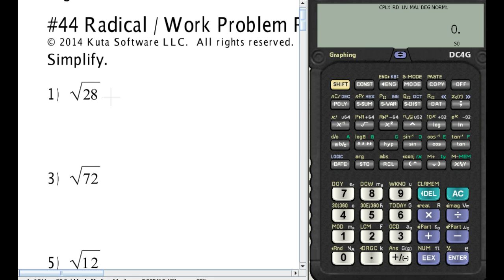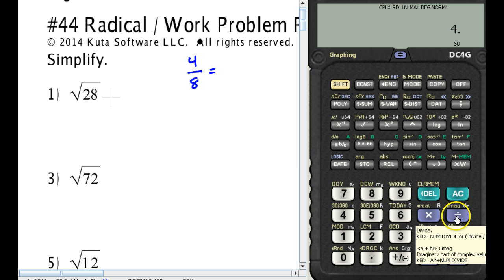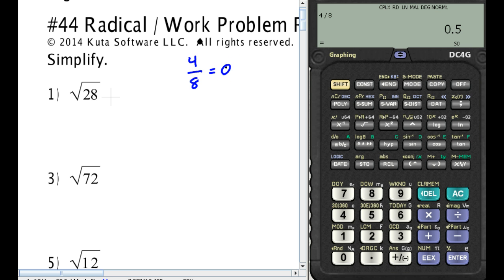So you guys know this. If you put in your calculator 4 divided by 8, what do you get? Do it before you say anything. What do you get? You get 0.5. Also, if you put 1 over 2, 1 divided by 2, what do you get? 0.5.